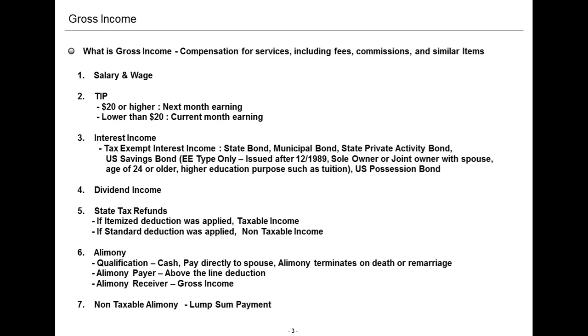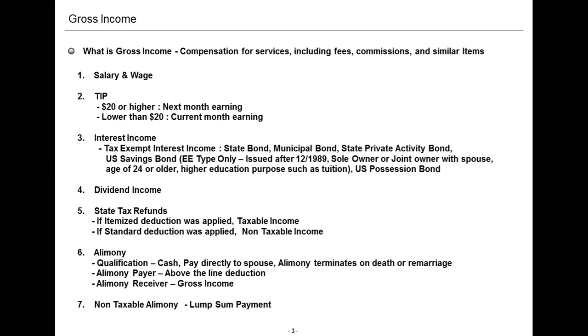So what is an EE type U.S. savings bond? Pretty much a U.S. savings bond that is issued after December 1989, and the bond purchaser should be a sole owner or joint owner with spouse, and the person should be age 24 or older, and that interest income must be used for higher education purposes, such as tuition. And interest income from a U.S. petition bond is also tax exempt interest income.